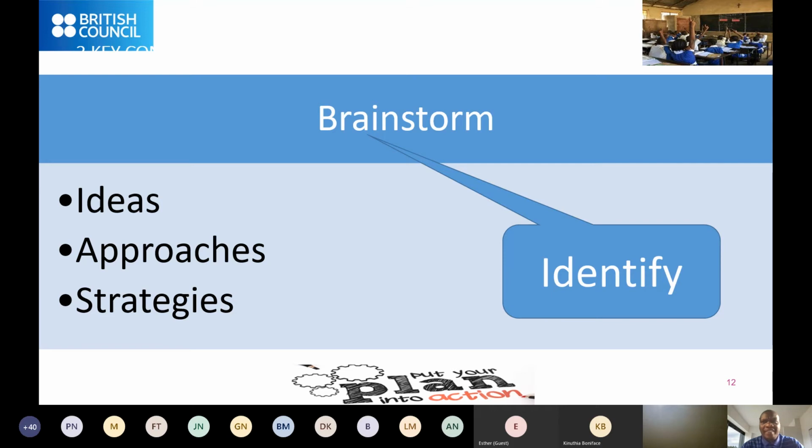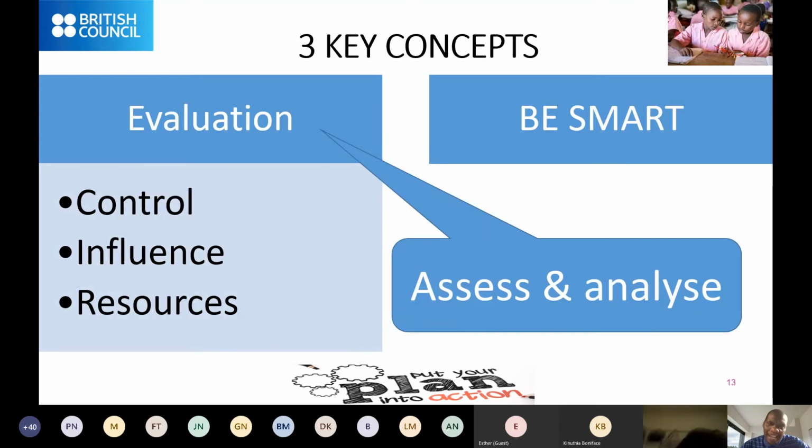And after identifying that, then now we go to evaluation. And the evaluation is based on several things. Do I have control in what I'm selecting?